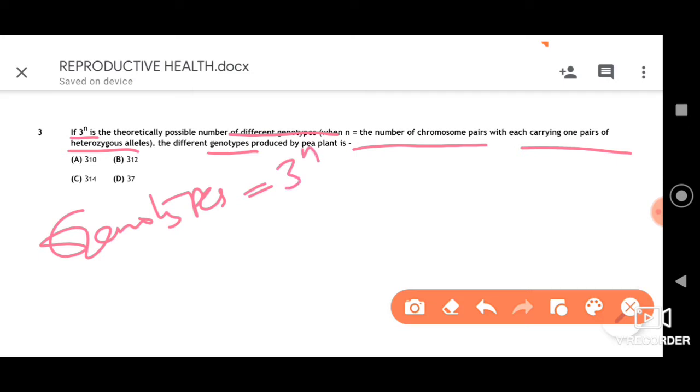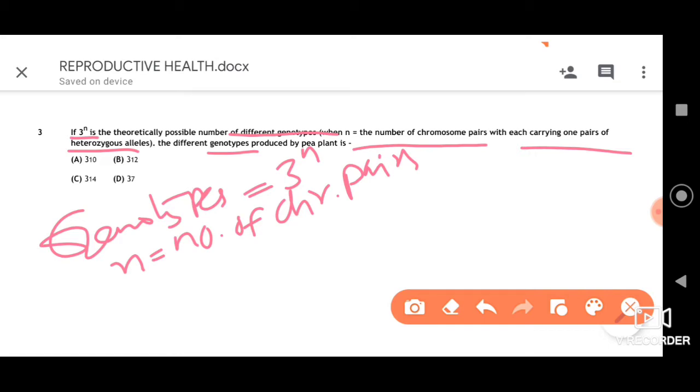And here n represents the number of chromosome pairs with each carrying one pair of heterozygous allele, as mentioned in the question.